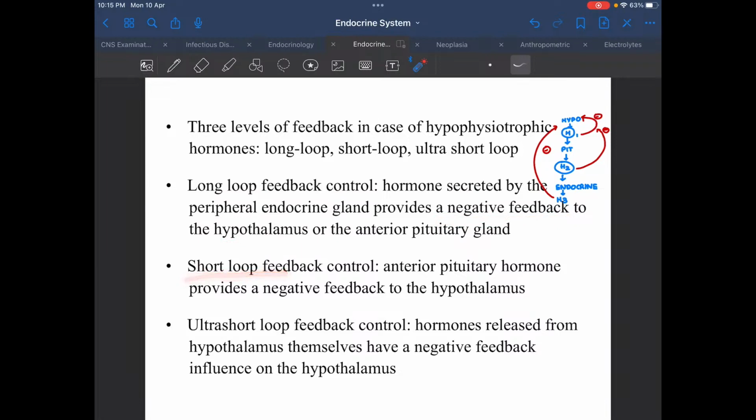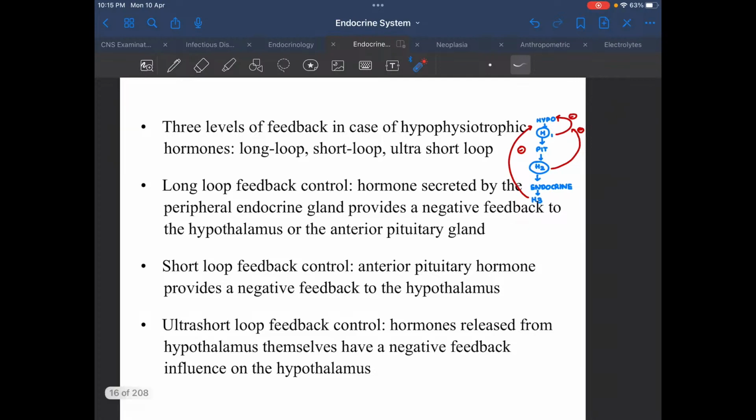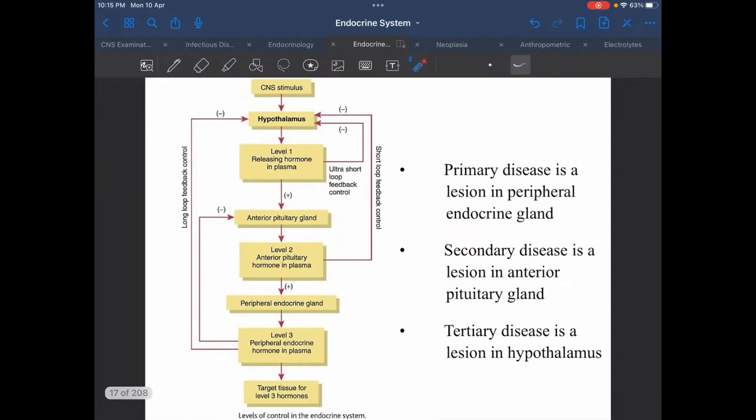What about the short loop feedback? That is anterior pituitary hormones, they act upon themselves to the hypothalamus. Hypothalamus को inhibit कर रहे हैं, right? And what about the ultra short? Hypothalamus से जो hormones release हो रहे हैं, वही hypothalamus के hormones के secretion को inhibit कर रहे हैं. Then that is known as your ultra short loop. So this is depicted here.